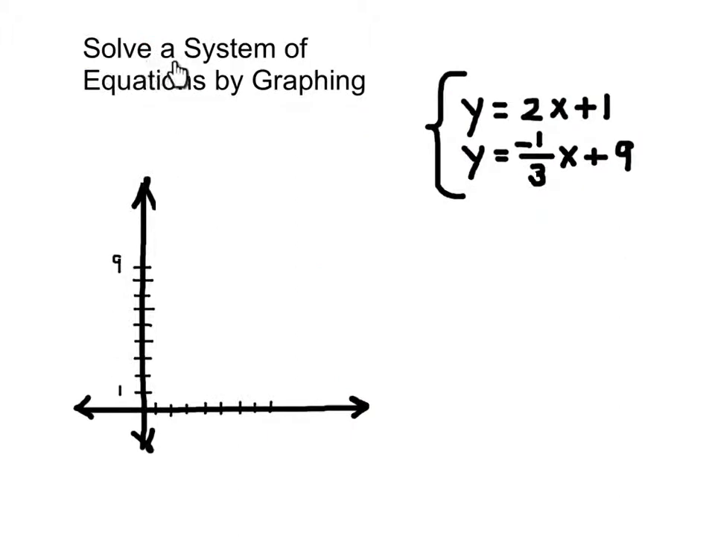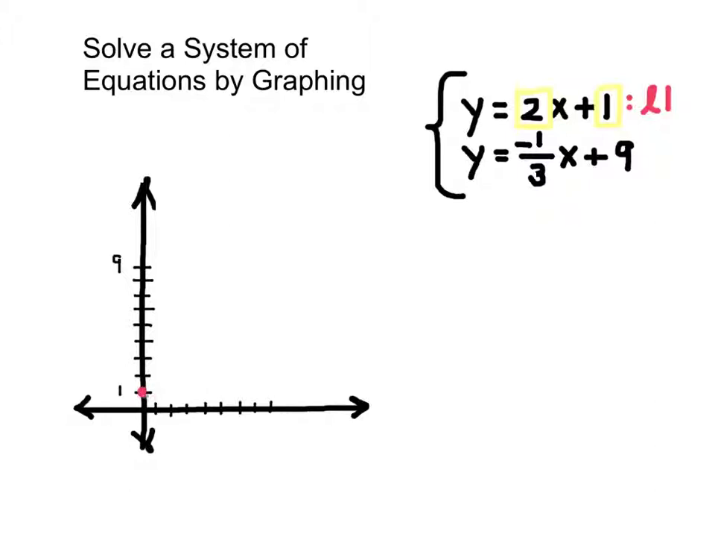Here we're going to solve a system of equations by graphing. Here's our system of equations. We have two linear equations, and each equation represents a line. The brace that we see here to the left represents that we're grouping these two lines together into a system. Let's call our first line line 1. Line 1 has a slope of 2 and a y-intercept of 1. So let's graph that in red.